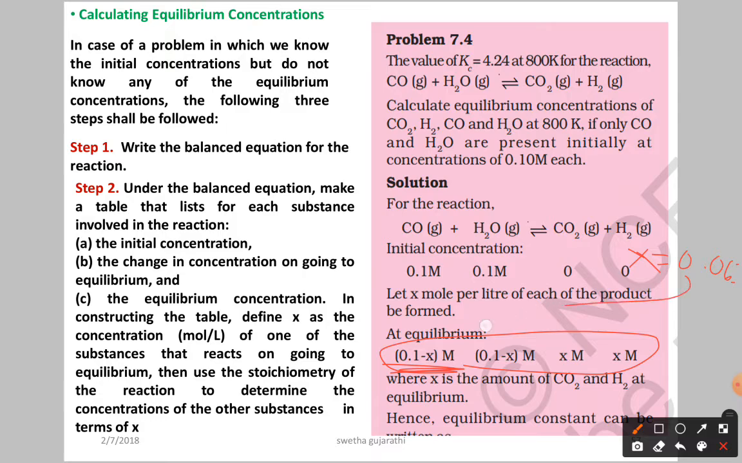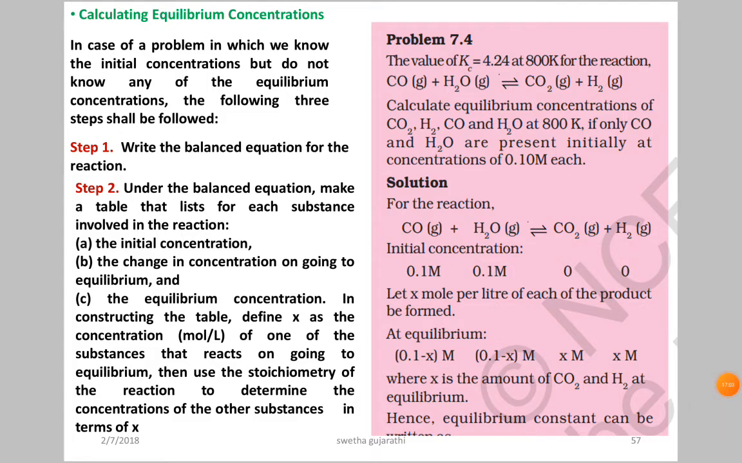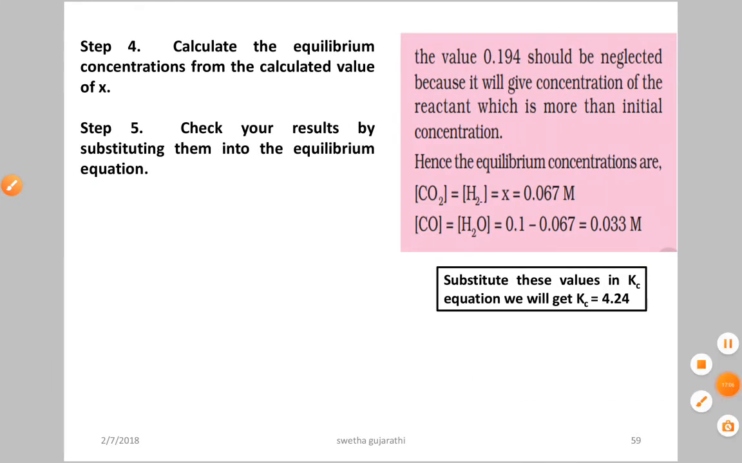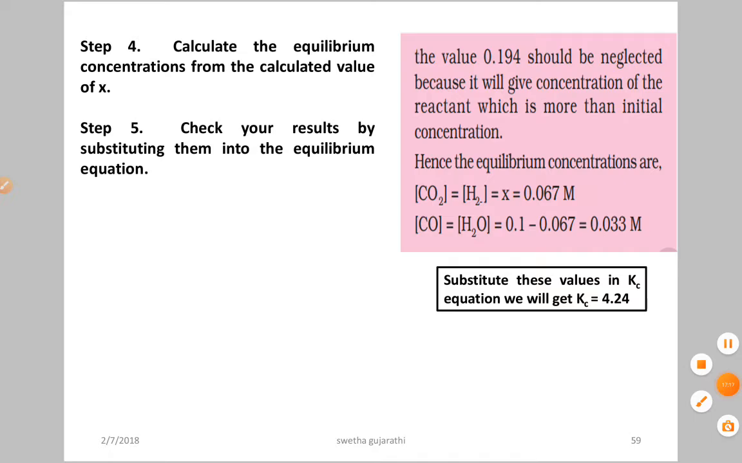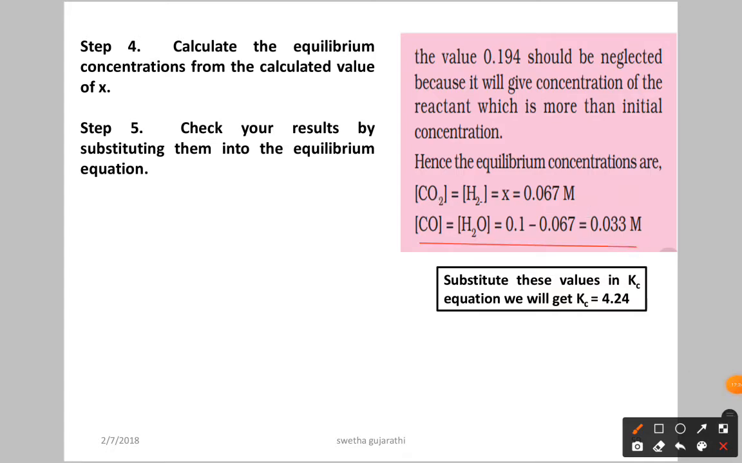So now if you substitute here, this is the equilibrium concentration. You already know the x value, so substitute here: 0.1 minus x value 0.067. Now you are going to get the equilibrium concentrations. So these are the equilibrium concentrations, and like that you have to find them out. Based on that, it is important to assume the equilibrium concentrations.